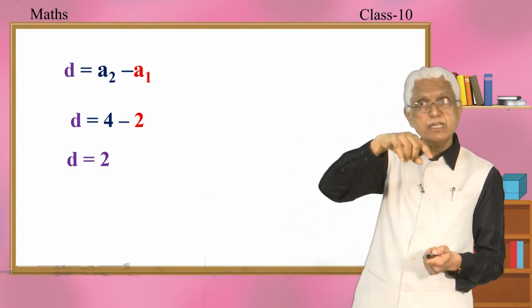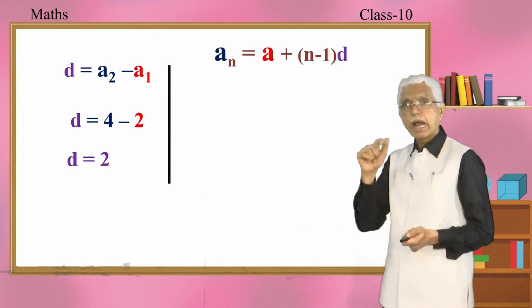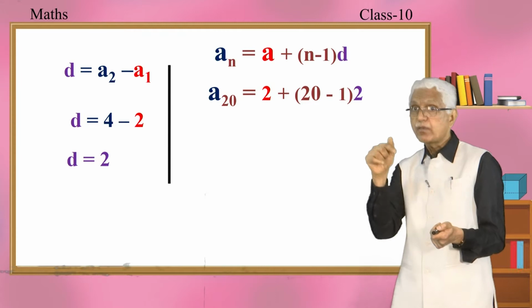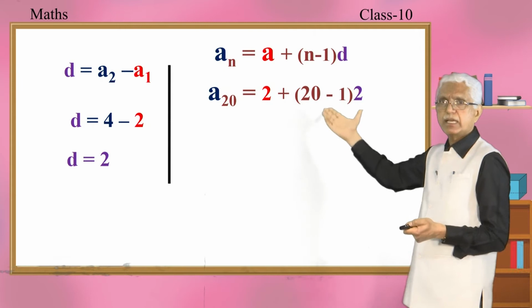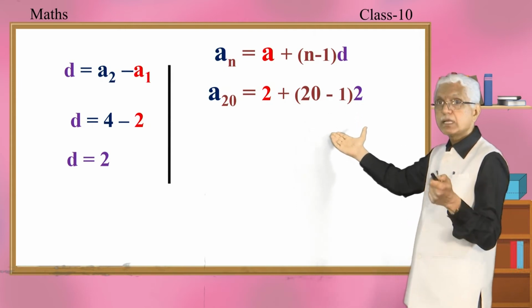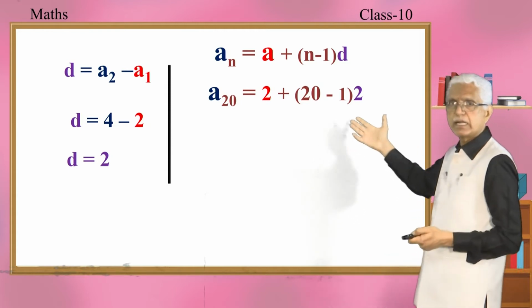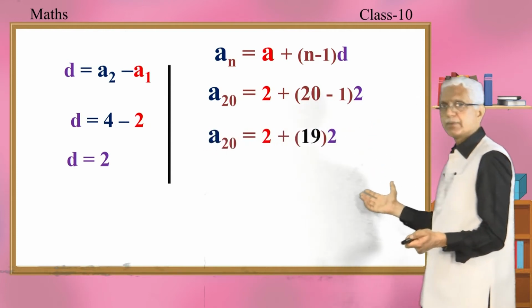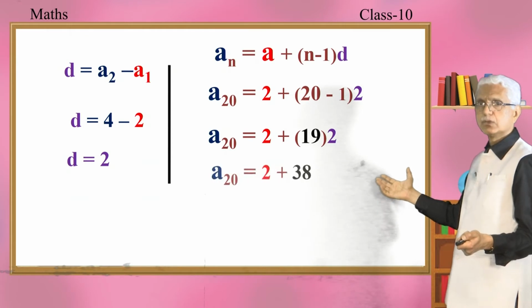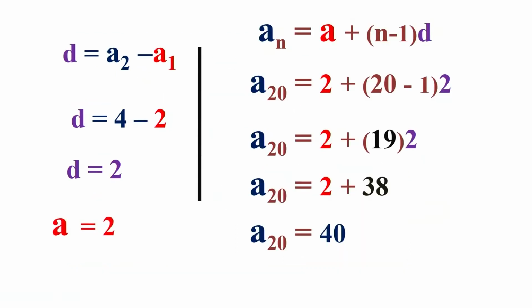So, you know the first term, you know the common difference, right? And what is it that you have to find out? You have to find out the 20th term, correct? So, an is equal to a plus n minus 1 into d, which is a20 is equal to, what is the first term? 2 plus 20 minus 1 into, what is the common difference you have found out? It is 2. Simplify this, you get a20 is equal to 2 plus 19 into 2, 19 into 2 is 38, 38 plus 2 is 40, a20 is 40. So, the 20th term is 40.